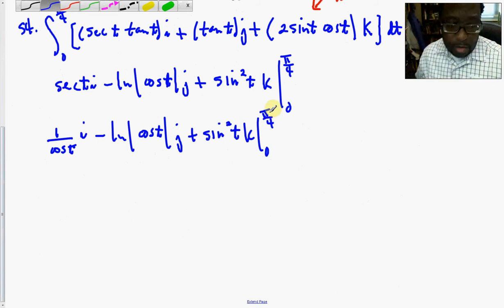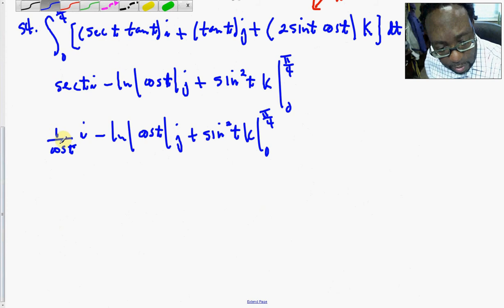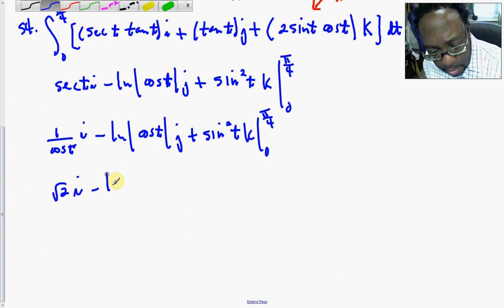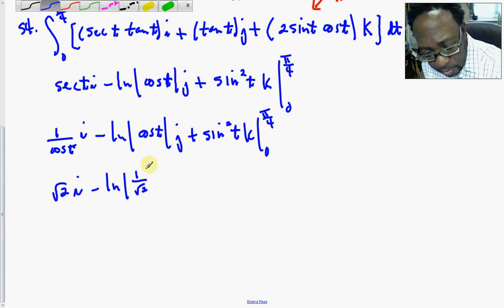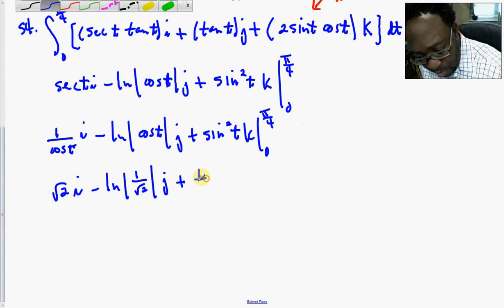So we plug in cosine of pi over 4. That gives us 1 over the square root of 2. We invert that. This just becomes the square root of 2 i minus the natural log of cosine of pi over 4, which is 1 over the square root of 2, j plus sine of pi over 4 is 1 over the square root of 2. To be squared, we just get 1/2.